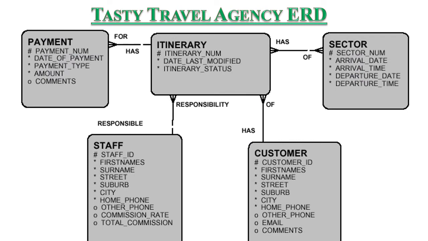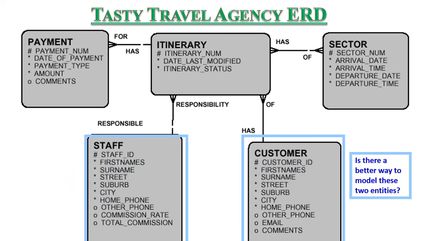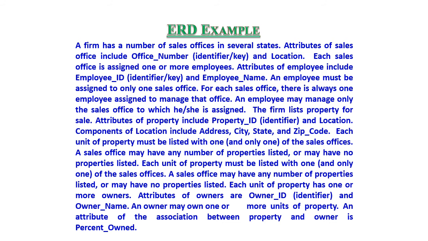This is the ERD of the Tasty Travel Agency example. Is there a better way to model these two entities? An ERD example: a firm has a number of sales offices in several states. Attributes of a sales office include office number and location. Each sales office is assigned one or more employees. Attributes of the employee include employee ID, identifier key, and employee name. An employee must be assigned to only one sales office. For each sales office, there is always one employee assigned to manage that office. An employee may manage only the sales office to which he or she is assigned.